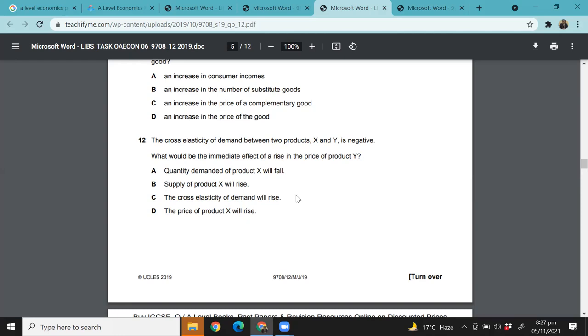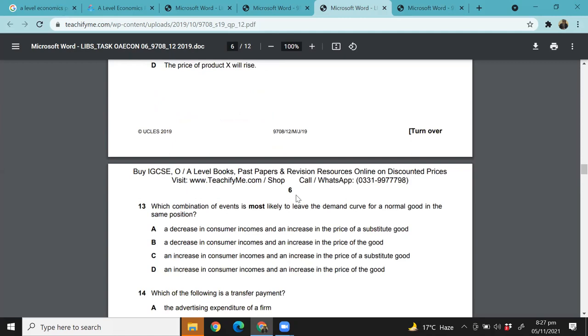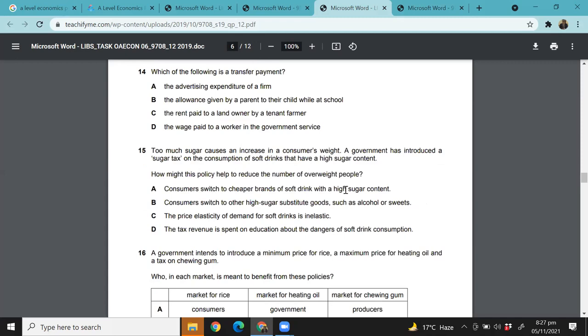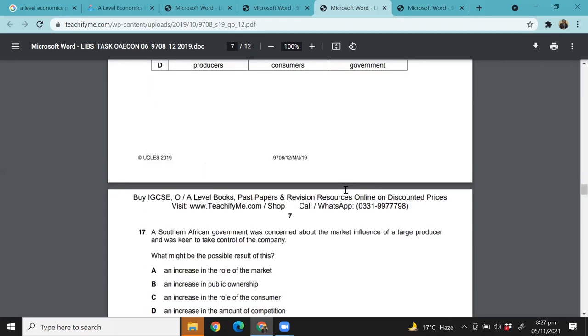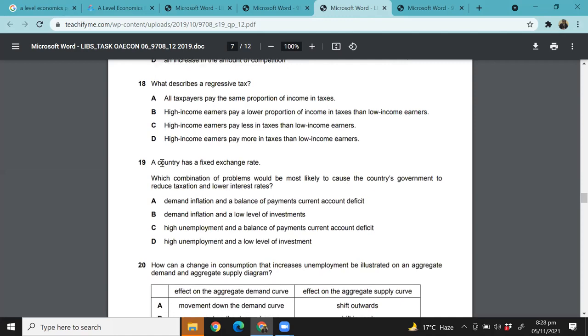Right, okay, perfect. Now the other question was, let me check, I'm looking at my phone, 19. So the next question is 19. Okay, so here's the question. The question says a country has a fixed exchange rate. Which combination of problems would be most likely to cause the country's government to reduce taxation and lower interest rates? Demand inflation and balance of payments current account deficit.